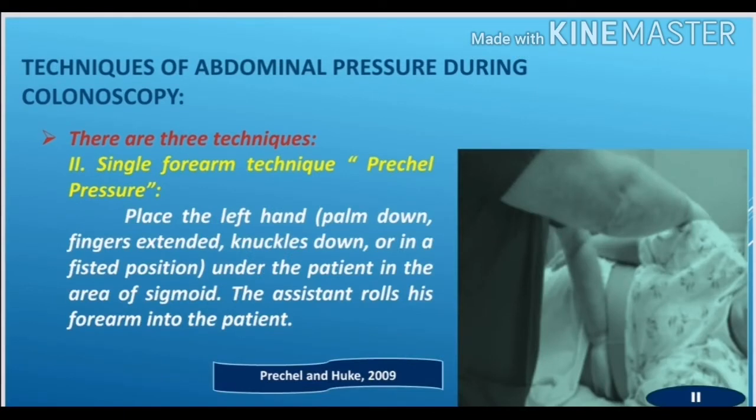The second technique of abdominal pressure is the single forearm technique, brachial pressure. Place the left hand as follows: palm down, fingers extended, knuckles down or in a fisted position under the patient in the area of the sigmoid colon, and the assistant rolls his forearm into the patient.